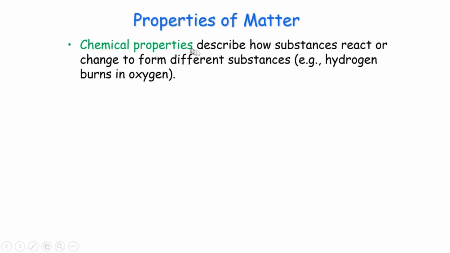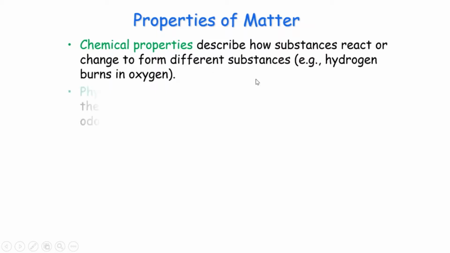So chemical properties describe how substances react or change to form different substances. Okay, so the identity of the substance is changed. That's the chemical property. We can take hydrogen and oxygen as an example. If those two react together, the burning process will occur, and then you will not see hydrogen or oxygen molecules anymore. Instead, you will see CO2 and water.